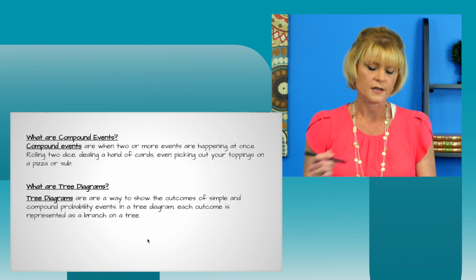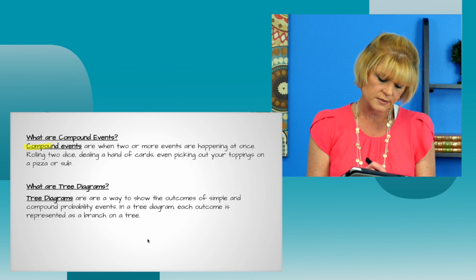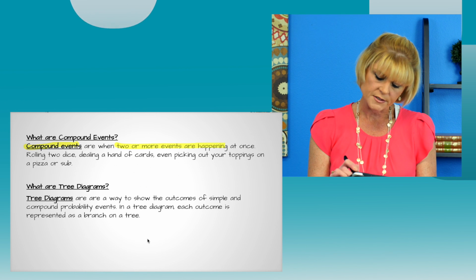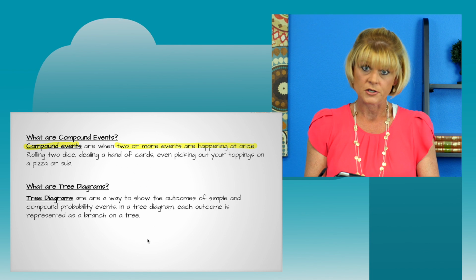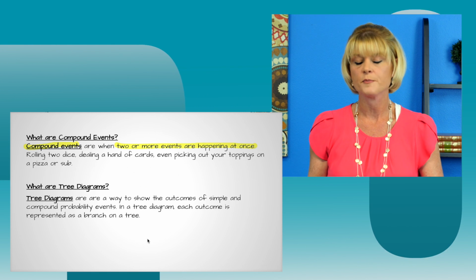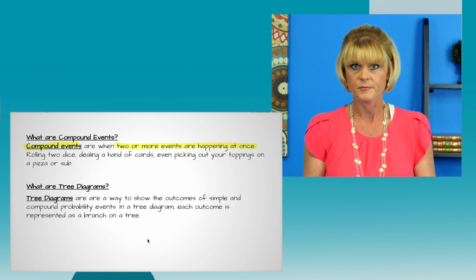Let's start by looking at a definition of compound events. Compound events are when two or more events are happening at once. Rolling two dice, dealing a hand of cards, even picking out your toppings on a pizza or a sub, maybe.